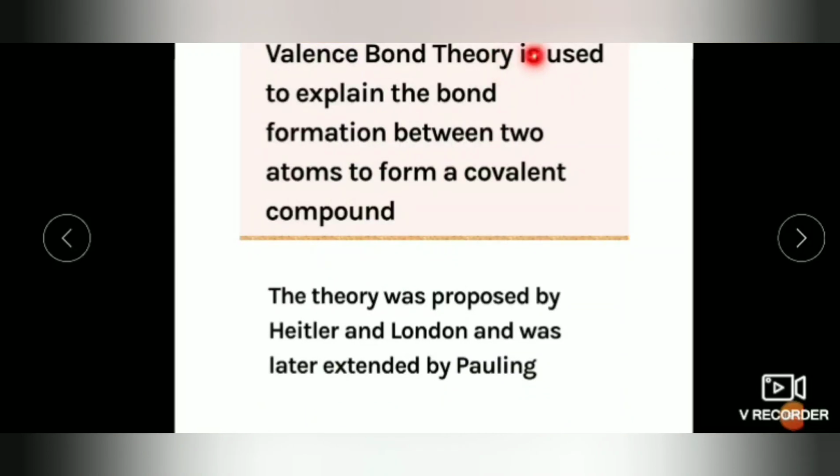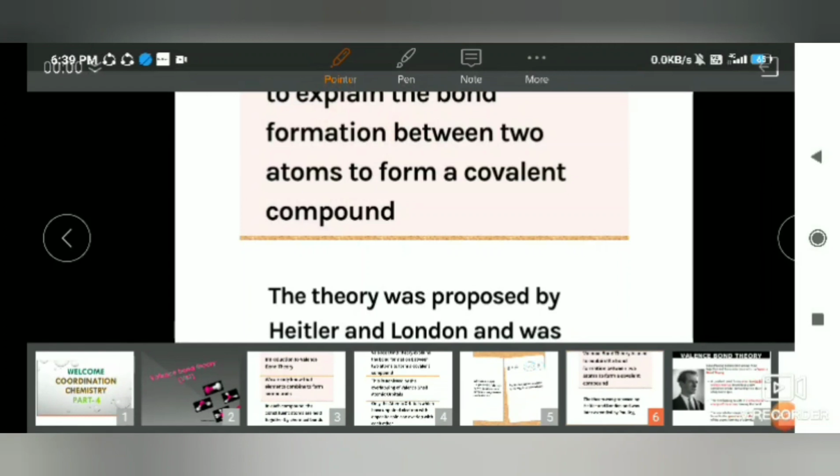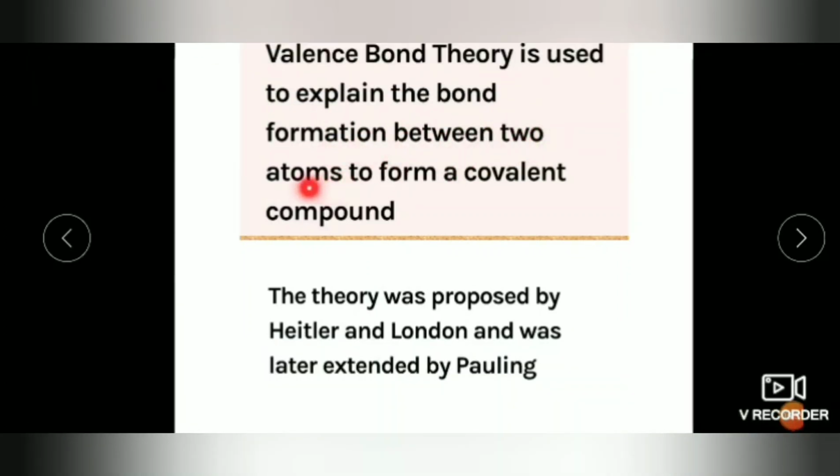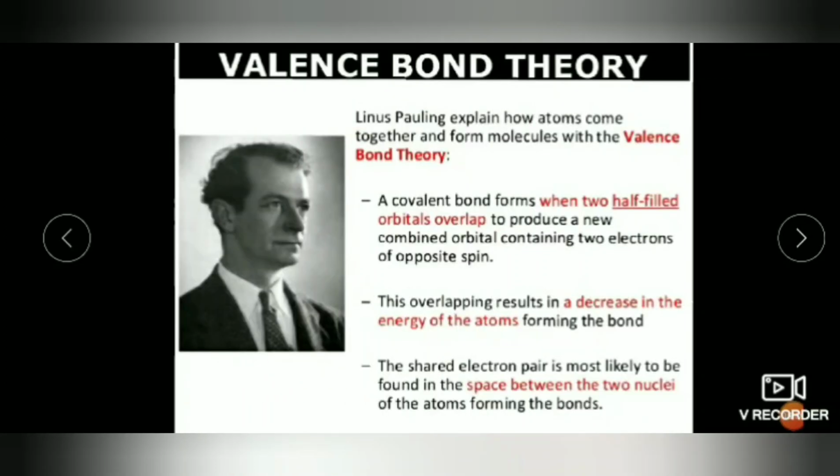This theory also explains the bond formation between two atoms to form a covalent compound. This theory was proposed by Heitler and London, and later it was extended by Pauling. Louis Pauling explained how atoms come together to form molecules. Two atoms combine to form a molecule, and molecules combine to form compounds. This is explained by valence bond theory.